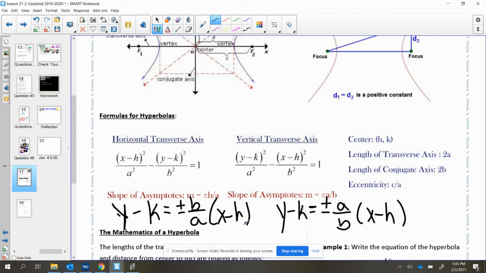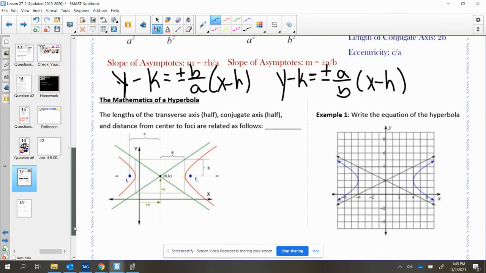Okay. And again, the other big change, we said A is no longer the biggest parameter, C is. So in order to find those foci, we're taking A squared plus B squared, very similar to our Pythagorean theorem, to help find those locations of the foci.